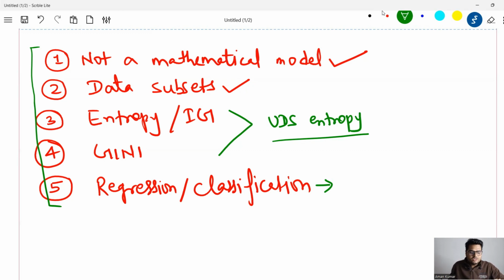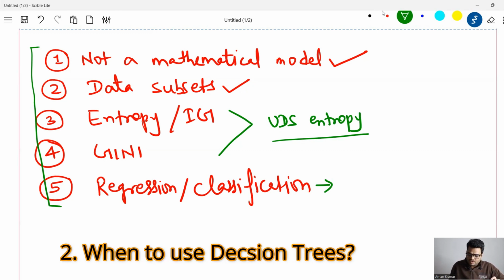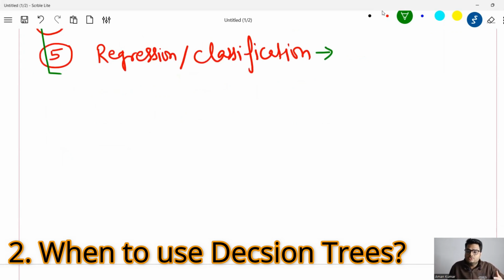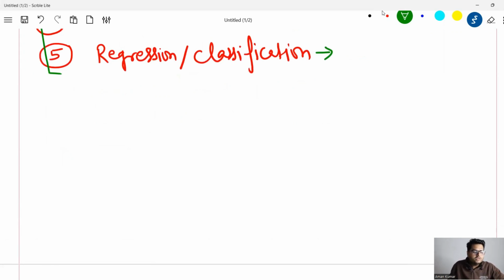What is the second question? The second question they will ask you is, when do you use a decision tree model? When do you use a decision tree model? So a decision tree model has certain advantages and disadvantages. We have to talk from that part. Okay. So advantages and disadvantages of decision trees.